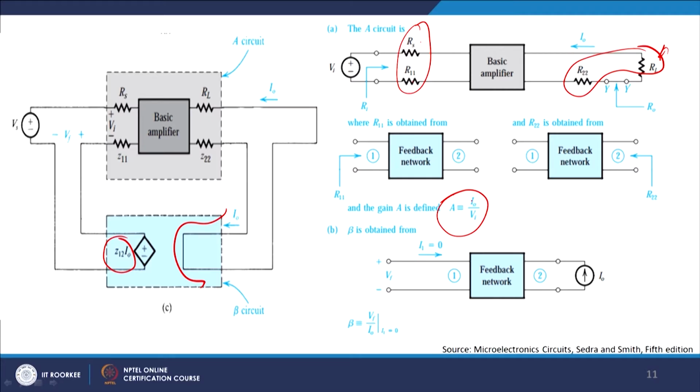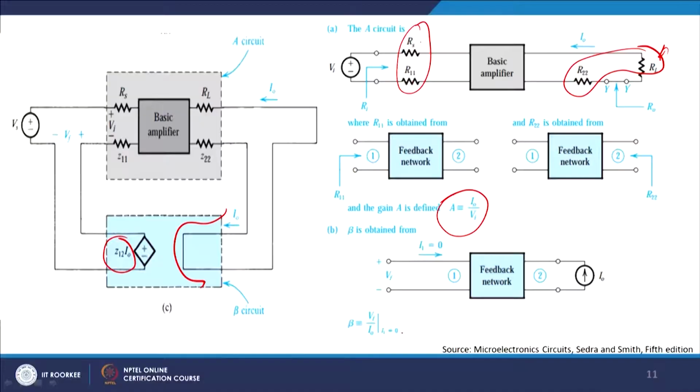We also define gain to be equal to I0 by Vi, which is basically output current by input voltage. Now, beta is obtained from the fact that if I1 equals 0, I get beta equals Vf by I0 with I1 equals 0. This is how you calculate the value of beta, right. So, it is feedback voltage by input current, that is how you define your beta value in all respects as far as this feedback is concerned.